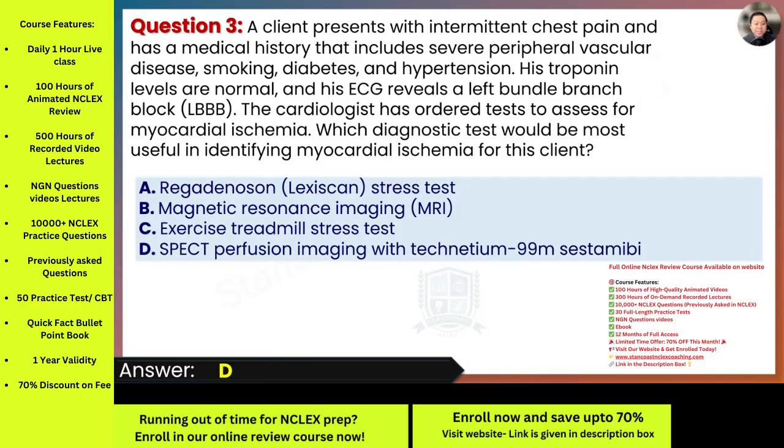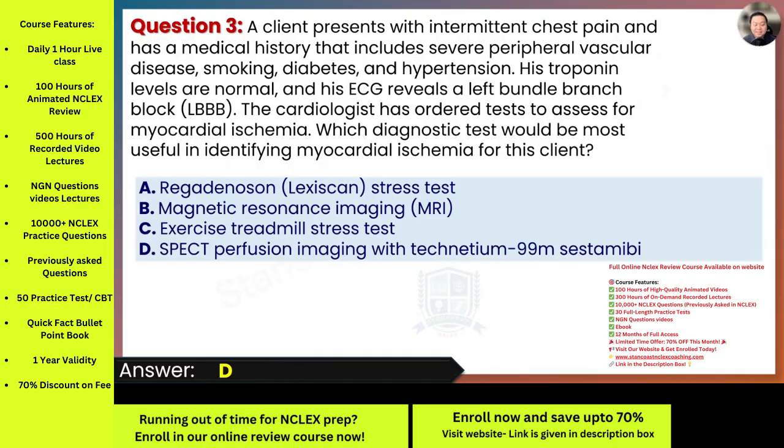Another reason why SPECT is ideal is that the patient in our case has severe peripheral vascular disease, which means that a treadmill stress test isn't an option. And since SPECT can be paired with pharmacologic stress agents instead of exercise, this remains a safe and effective choice. Now, what about letter A?